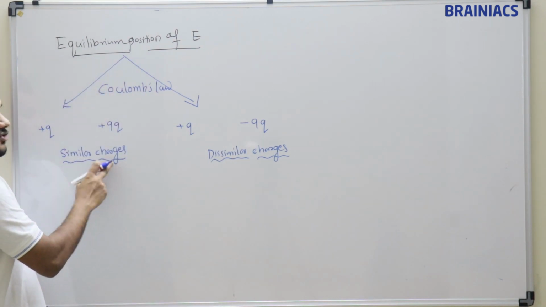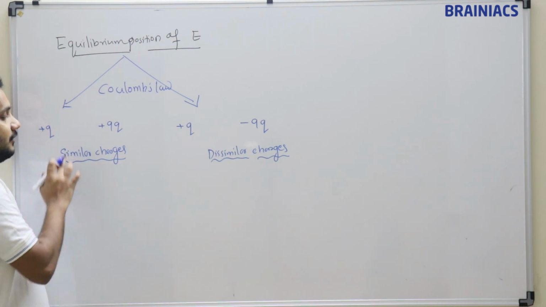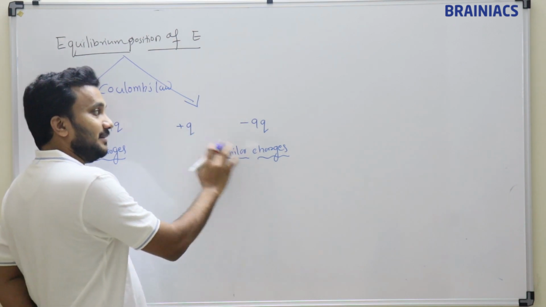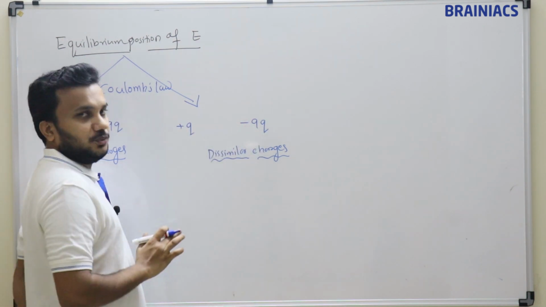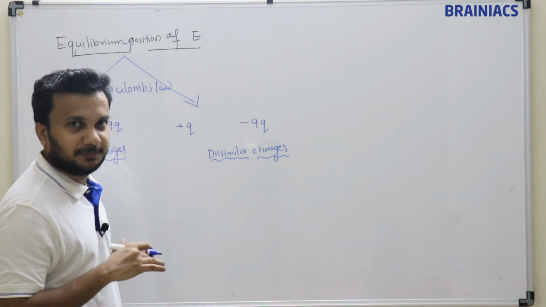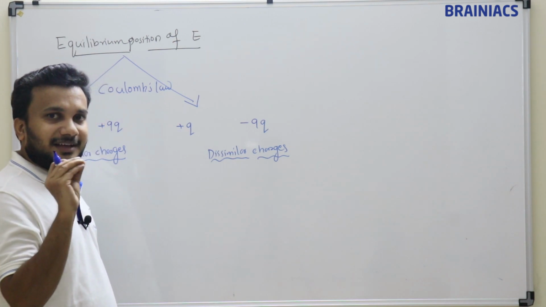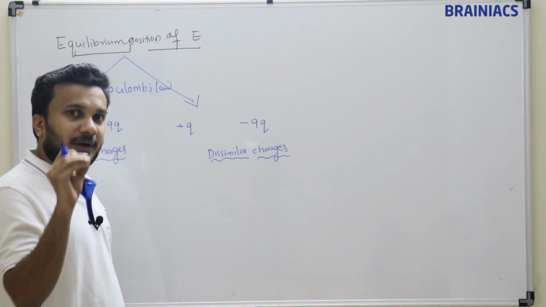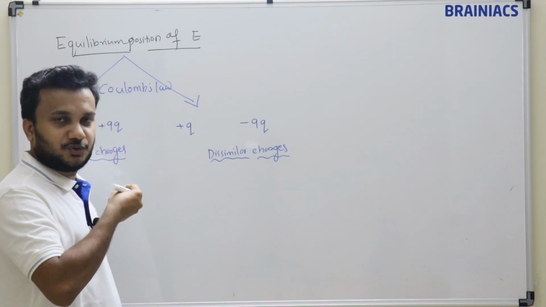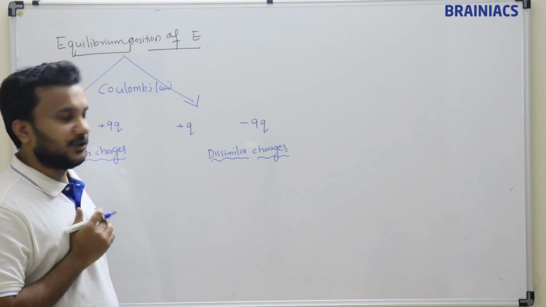When we have similar charges, where do I have to place the third charge so that it will come to equilibrium? In the case of dissimilar charges, where one is positive and the other is negative, where do I have to place the third charge so that it will be in equilibrium? What is the concept of equilibrium? The total force on that charge will be equal to 0. So for that to happen, one force is towards the right and another force is towards the left, which means the two forces should act in opposite directions.